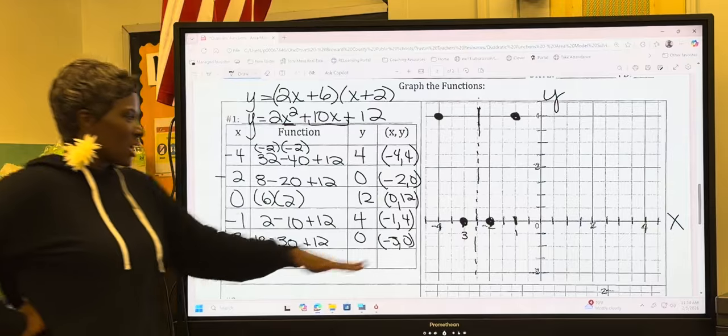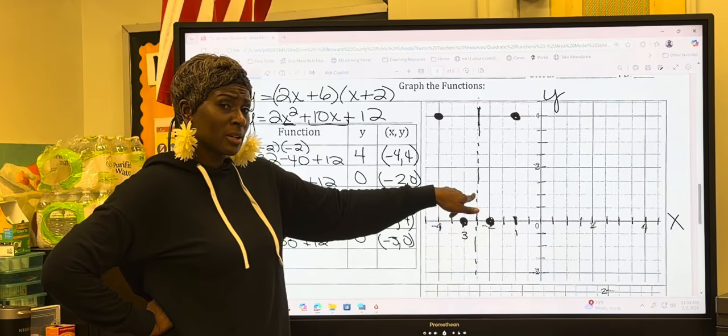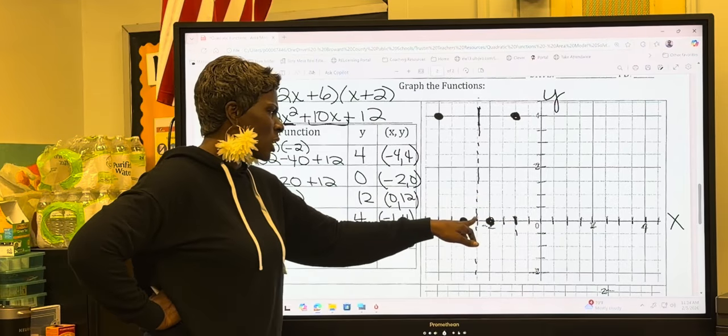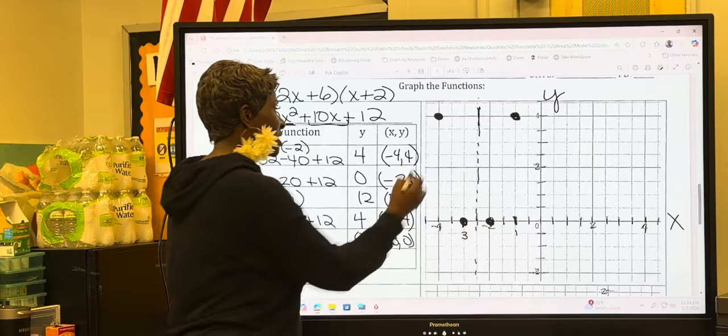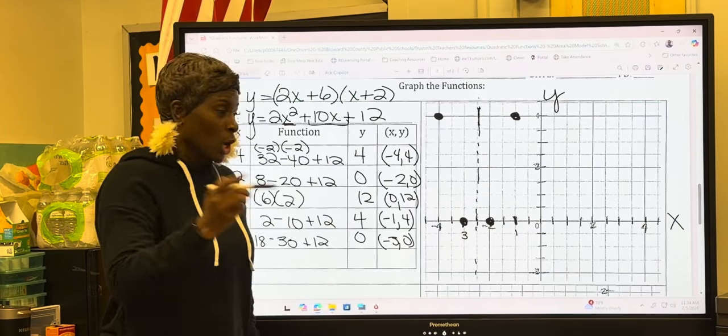where's the vertex? Above or below this line? So the vertex up here? No. It's below. It's going to fall somewhere under these two, right? Because this parabola is going down and then it comes back up here. Are y'all with me?